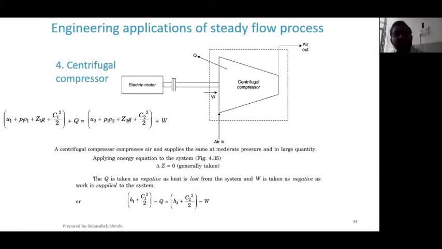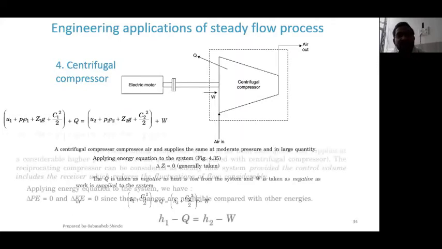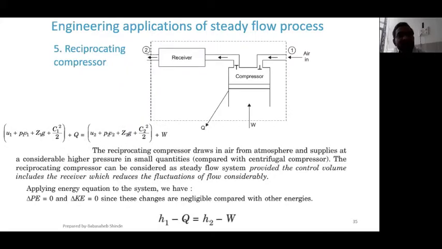centrifugal compressor for moderate pressure and large amount of air. When requirement is of large amount of compressed air at moderate pressure, not so high, then we can go for centrifugal compressor. And when the pressure range required is quite high, then we need to go for reciprocating compressor.